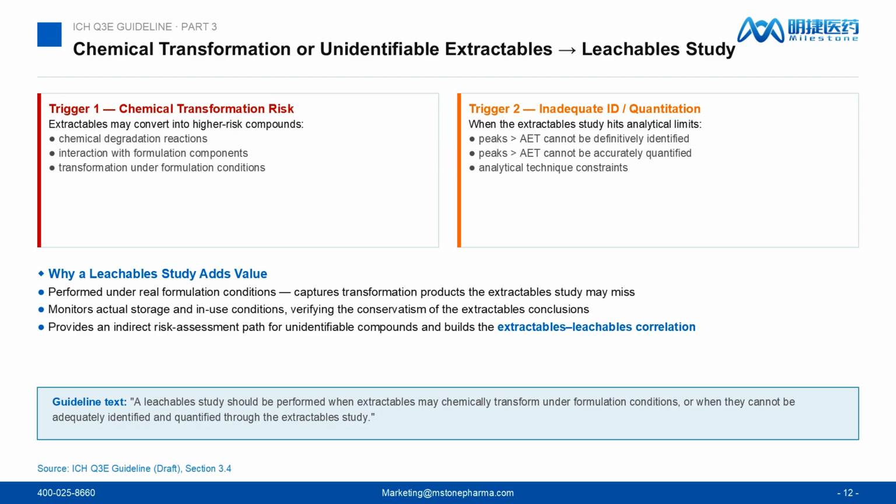You are stuck. The leachable study solves both problems because it runs under real conditions: real formulation, real packaging, real storage. It captures transformation products directly, and if a leachable never appears above the threshold in the real product, that negative result indirectly tells you the unidentified extractable peak is probably not a concern. This is the pragmatic escape route the guideline offers, but as the text stresses, you must justify in the dossier why identification was impossible.